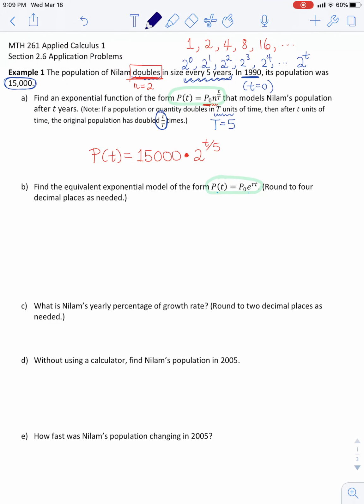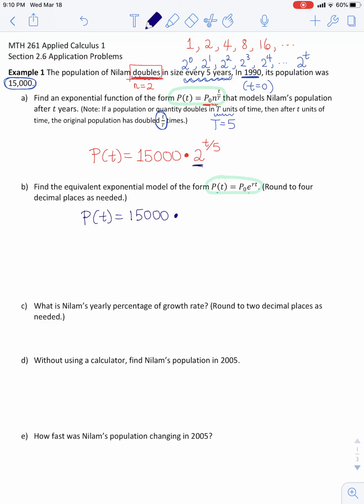The base was 2, but I need to change this 2 to e, right? All right, so let's try that. So P of t equals, now P naught stays the same, still 15,000 times, but how can I rewrite 2 so that the base is e? And remember, this is a little trick that I used in, I think, the second video when we were trying to find the derivative of a to the x power using the derivative of e to the anything.